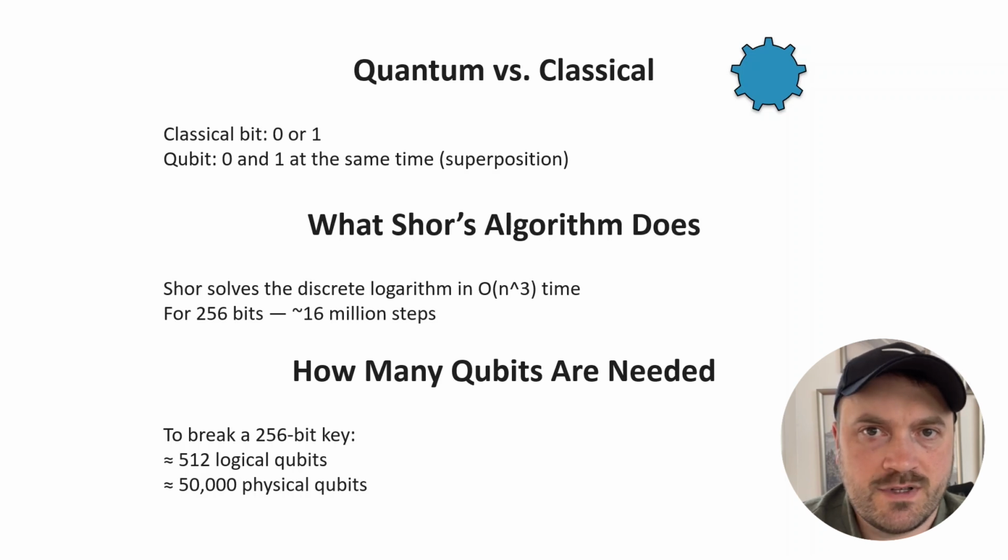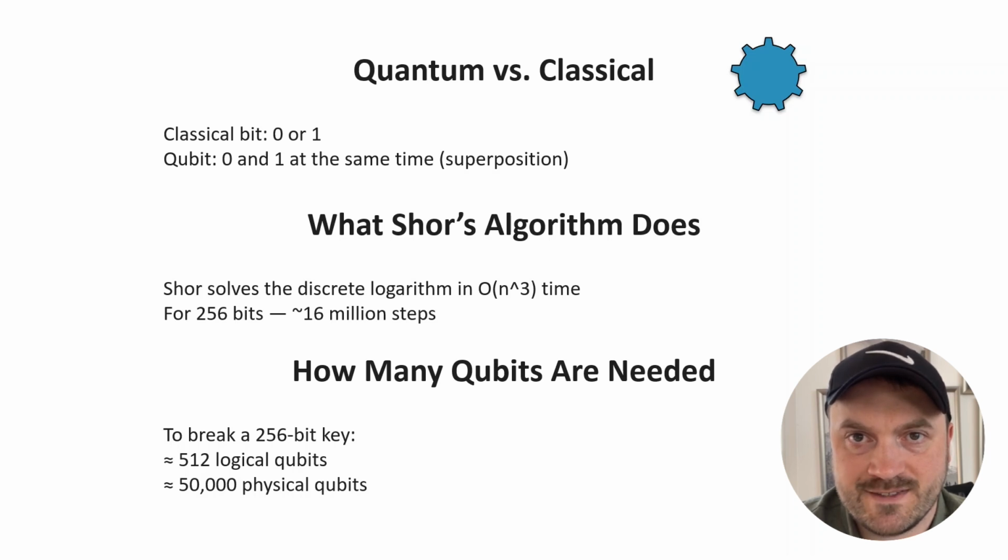Shor's algorithm is a theoretical quantum threat because if a powerful enough quantum computer exists, it can extract the private key from the public key in seconds. Now let's talk about how many qubits are needed to break a Bitcoin private key.